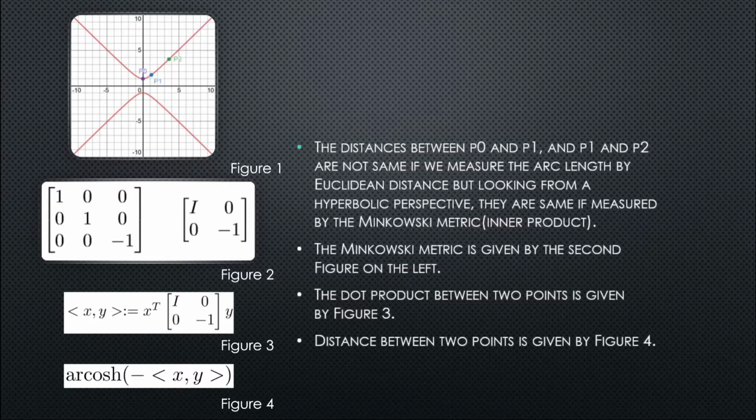Unlike Euclidean space, where the distance from the origin is x squared plus y squared plus z squared, the distance from the origin in hyperbolic space, which is called the Minkowski metric, is x squared plus y squared minus z squared. This matrix is then used to find the dot product between two vectors in figure 3, and that dot product is then used to find the distance between 2 points in figure 4 using the hyperbolic cosine function.